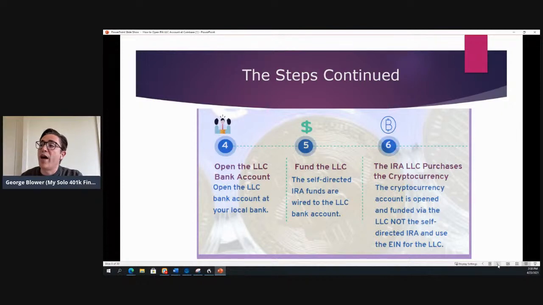It's important to note, and we'll talk about this again just because it is quite important, that at the cryptocurrency exchange, the account is not open in the name of the IRA. It's open in the name of the LLC. And in order to fund that account at the exchange, you need to fund it from an external bank account where the name on the bank account matches the name at the exchange. So the name at the exchange and the name at the bank will be the LLC. The EIN at the exchange is the EIN of the LLC. The EIN at the bank is the EIN of the LLC. So it matches 100%.